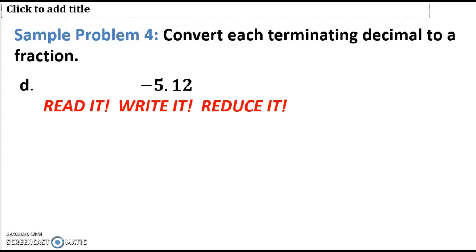Now I have one more that I would like us to look at, and I have picked this one because it has a negative. However, that isn't going to make any difference in how you do it. You're just going to carry the negative along with it. So I'm going to once again read it, write it, and reduce it. So let's read it. It's -5 and 12 hundredths. 12 hundredths. So write it.